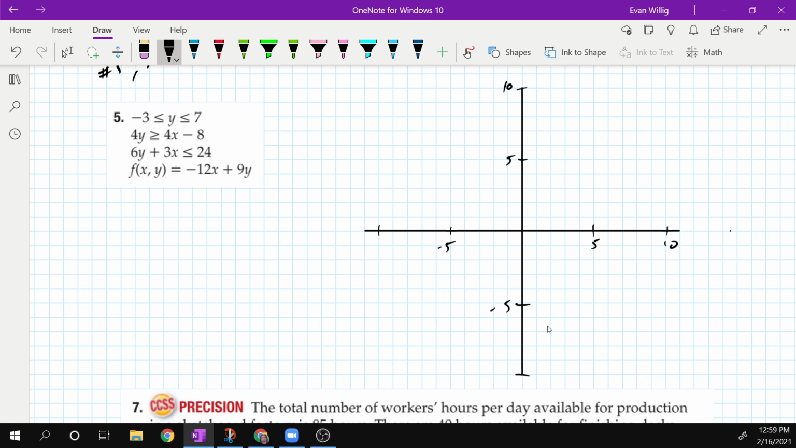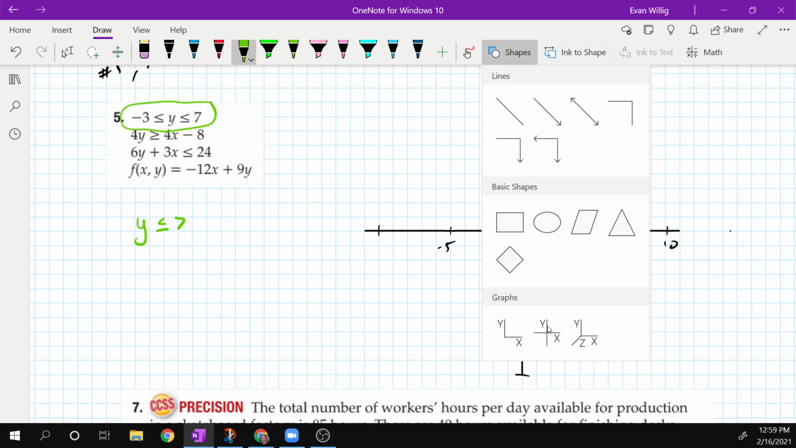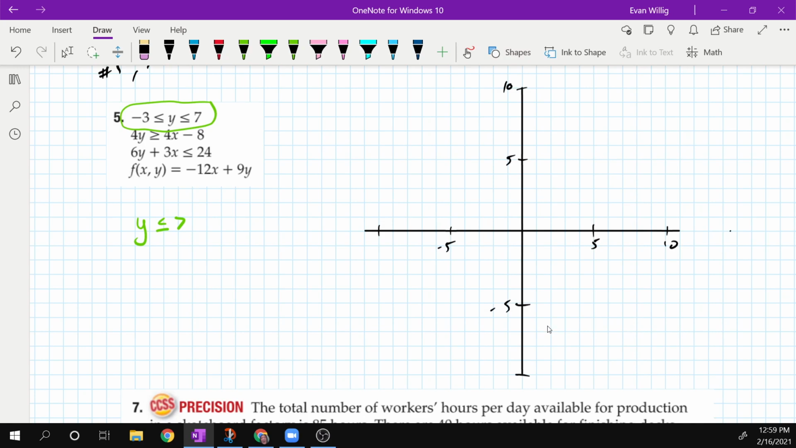So for this first set of inequalities here, it's y, and at one point it's greater than negative 3, and it's also less than 7. So if I were to have y less than or equal to 7, that would be a horizontal line and shaded below. And the horizontal line would be at 7. So let's go ahead and do that. Horizontal line at 7 and shaded below.